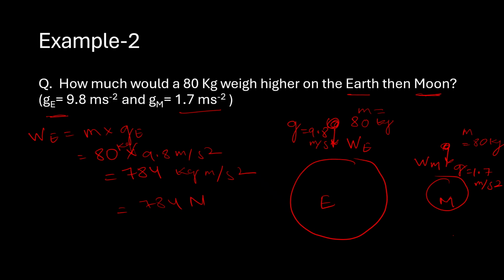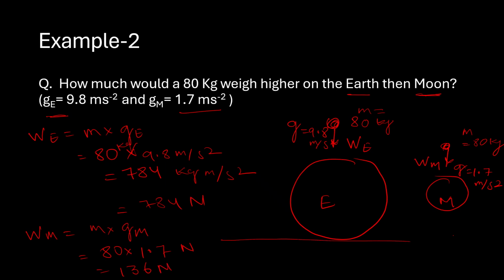We will calculate in the same way for Moon. So for Moon, WM is equal to mass into gravitational acceleration on Moon. Again, the mass is the same, but the gravitational acceleration is 1.7, and we can write Newton directly. So we will calculate 80 into 1.7, which is nothing but 136 Newton.